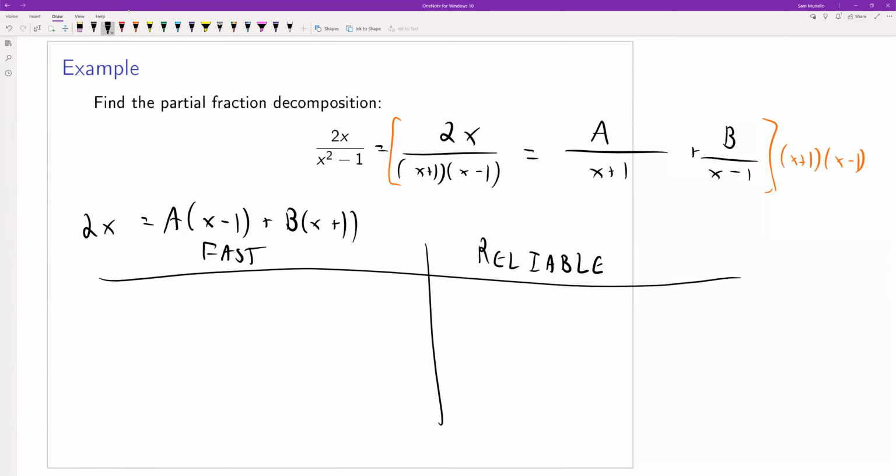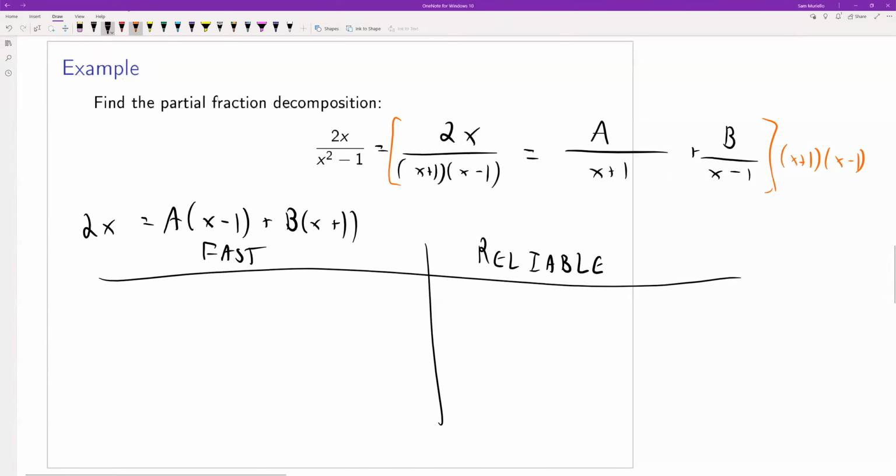The fast way is going to be quicker, but it does not always work. However, for simple problems like this, it would be my go-to. The reliable way is good because it will work for every type of problem, and as a result, we of course need to know it. I'll show you both here.